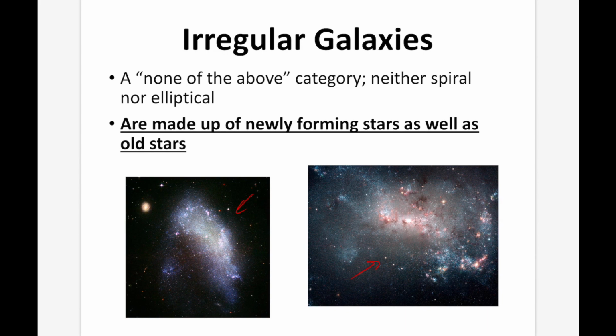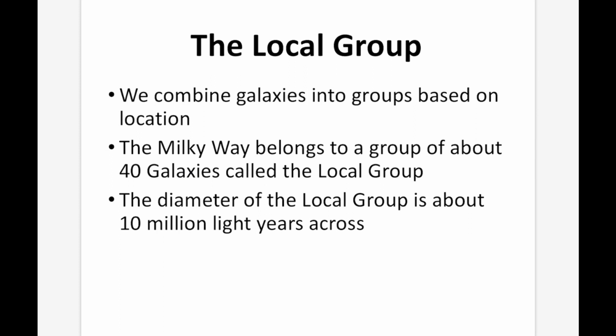The local group. We combine galaxies into groups based on location. The Milky Way belongs to a group of about 40 galaxies called the local group. The diameter of the local group is about 10 million light years across. After the local group, then we get into larger groups, and larger and larger and larger. It's similar to how you could classify where you live based on your city, country, hemisphere, planet, etc.